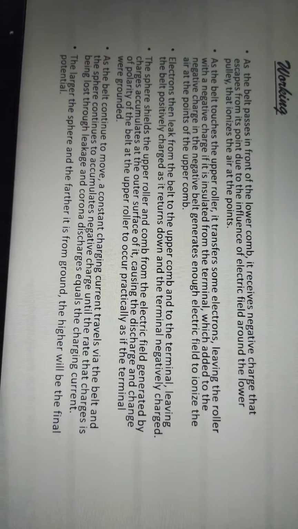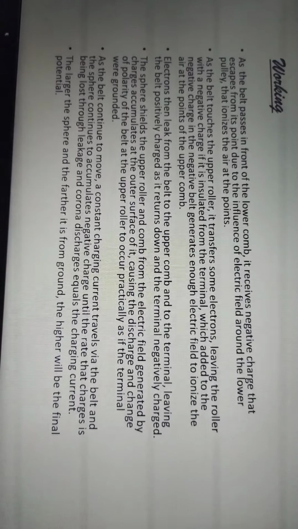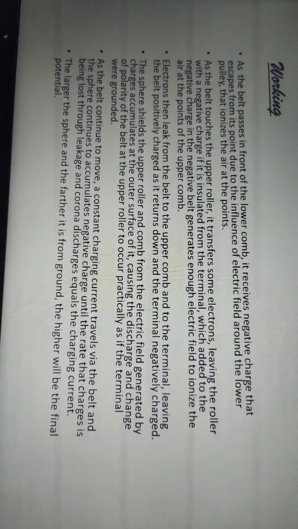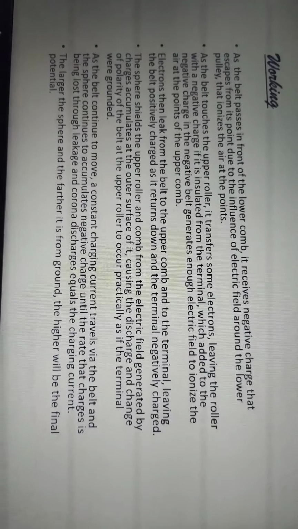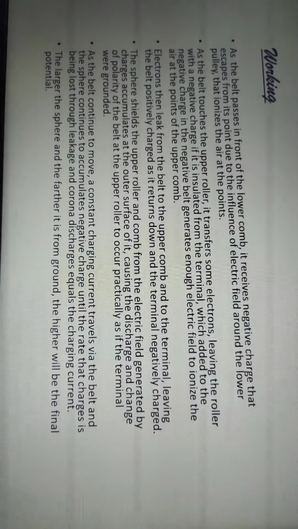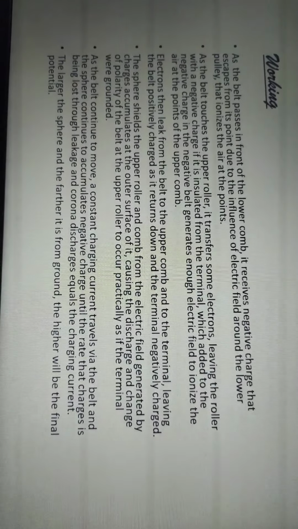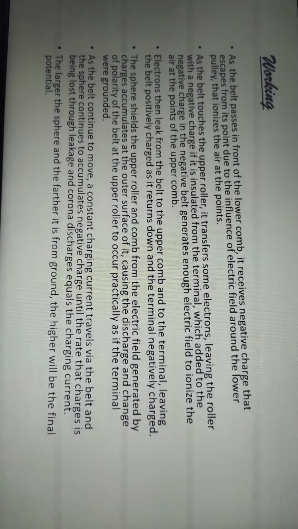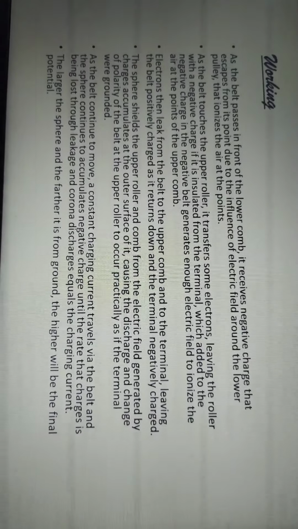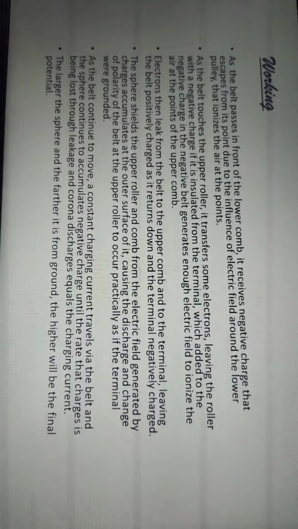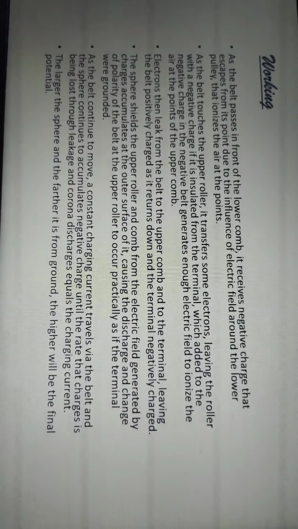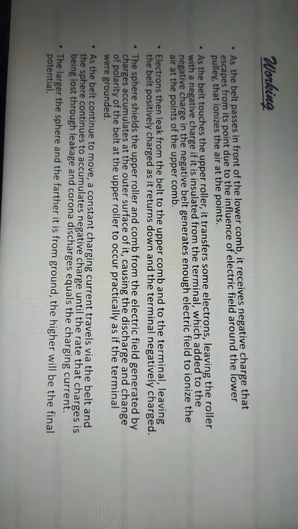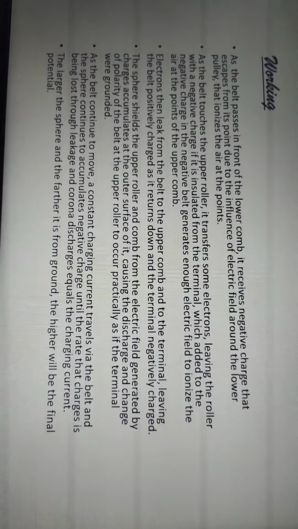Working of Venn diagram generator. As the belt passes in front of the lower comb, it receives negative charge that escapes from its point due to the influence of electric field around the lower pulley that ionizes the air at the points. As the belt touches the upper roller, it transfers some electrons, leaving the roller with a negative charge if it is insulated from the terminal, which added to the negative charge in the belt generates enough electric field to ionize the air at the points of upper comb.